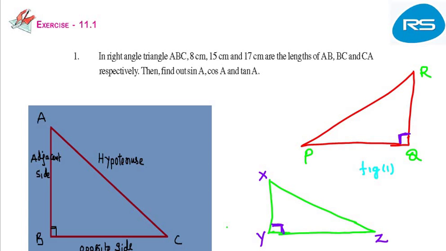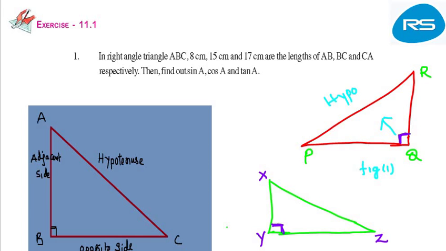I am already showing 2 figures on the extreme right side. In figure 1, the right angle is forming at Q. Opposite to this right angle, we have PR. This is the hypotenuse.